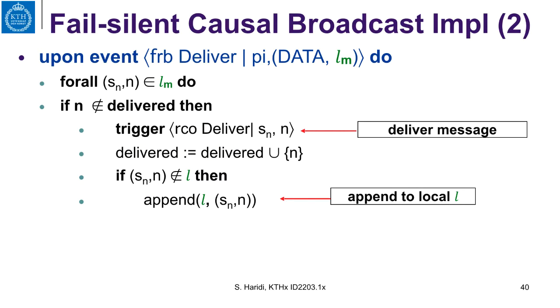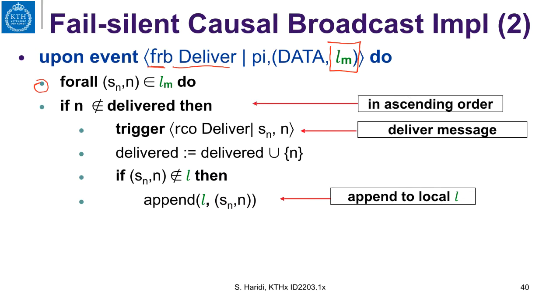Now, whenever a process delivers a list, by FIFO order broadcast from process PI, what it does is go through that list in ascending order and check if the message is not delivered, then it will deliver the message. It will add the message M to the delivery set. And if that message is not stored on the local list, then it is appended to the local list. And that is basically the algorithm.